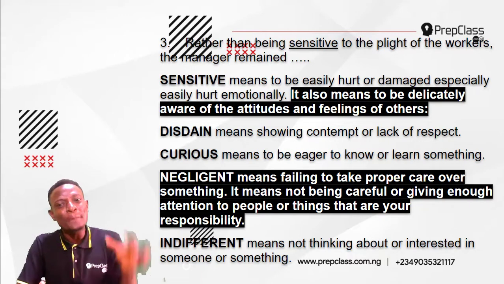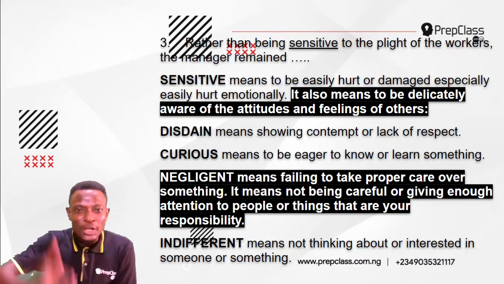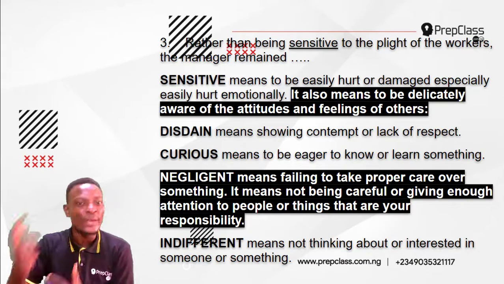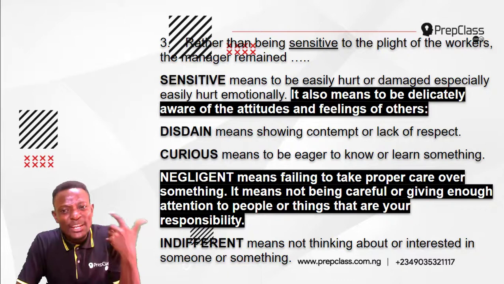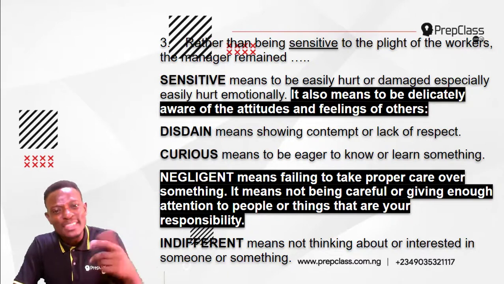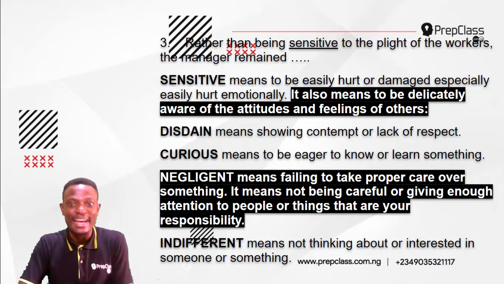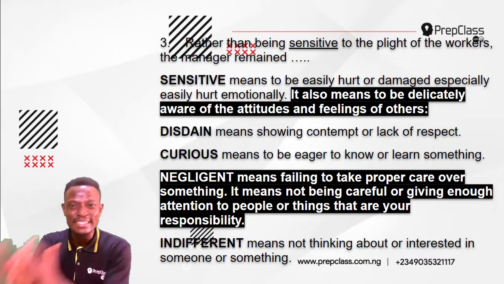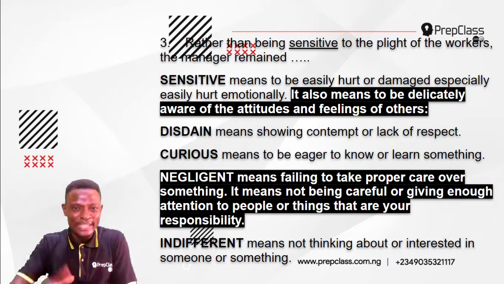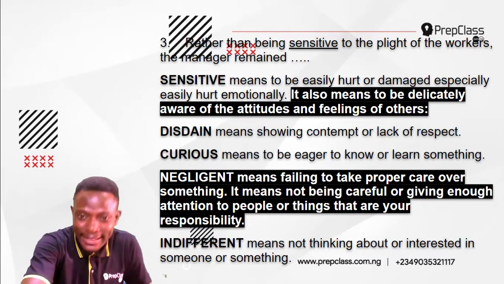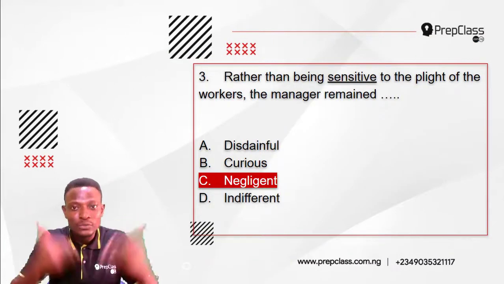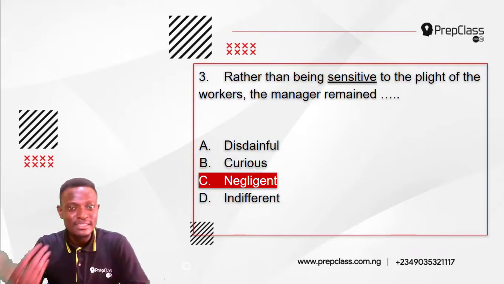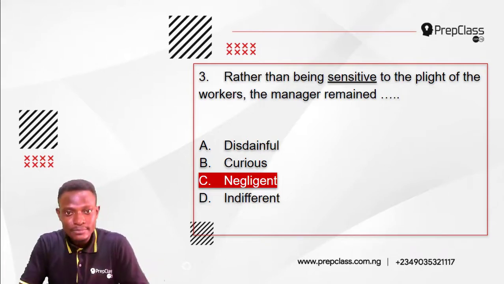Negligent means not being careful or giving enough attention. When you're not giving enough attention, you are not aware. It means not giving enough attention to the people or things that are your responsibility. The workers are the responsibility of the manager. So, rather than being sensitive to the plight of the workers, the manager remained negligent. He didn't pay attention to their plight. The manager was not sensitive, he was negligent.